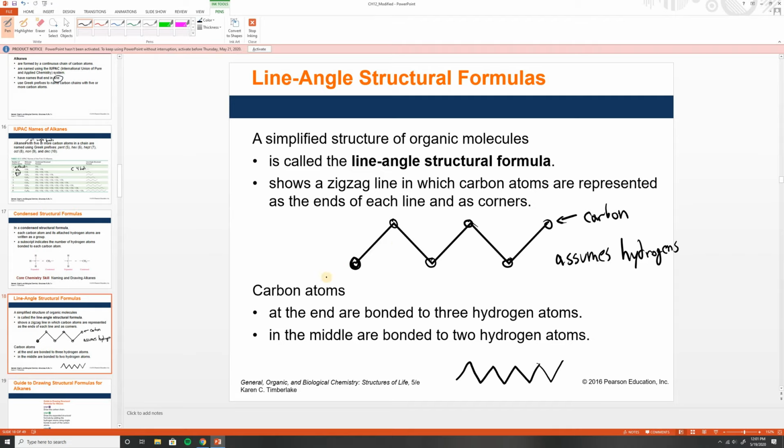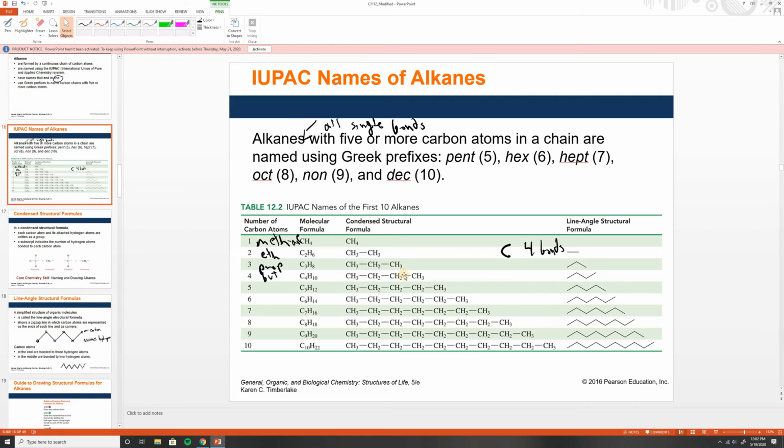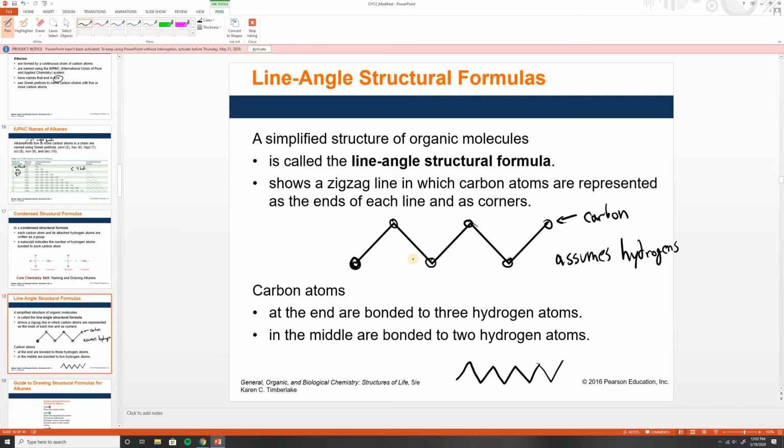So in this formula, let's see which one we have. 1, 2, 3, 4, 5, 6. And that means there's 6 carbons. And it assumes all the hydrogens: 1, 2, 3, 4, 5, 6, 7, 8, 9, 10, 11, 12, 13, 14. So let's see what is C6H14, and that's right here. So that is hexane. So this molecule right here is hexane.